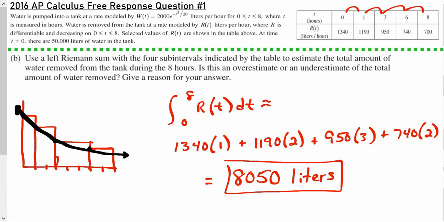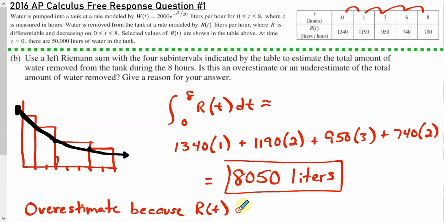Then the question becomes, is this an over or an underestimate? Well, because it's a left Riemann sum and the function is decreasing, you can tell the function is decreasing not by looking at the graph per se, but by looking at the chart. Since the function is decreasing, it's an overestimate, because R of t is decreasing. Alrighty, very good.